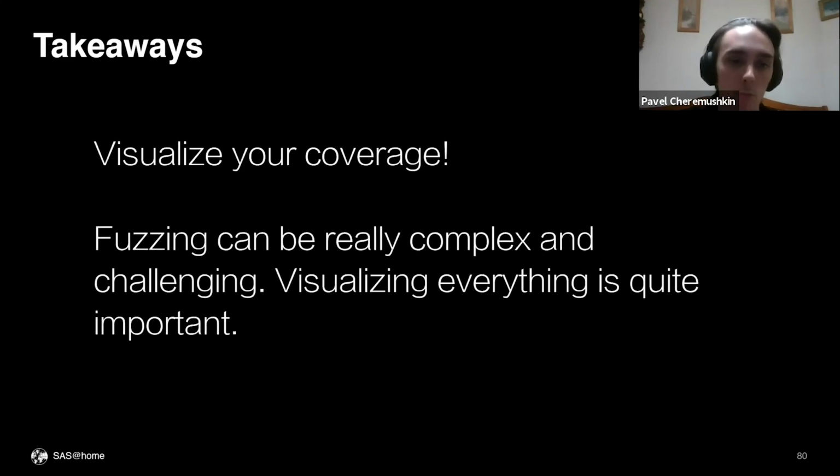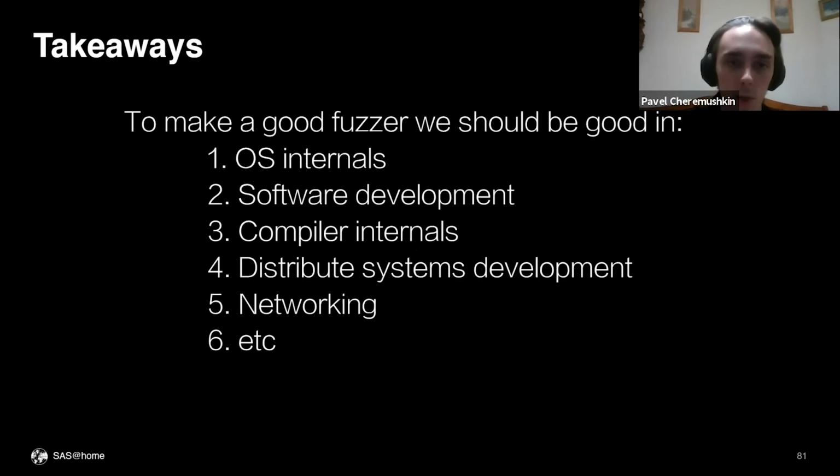Visualize your coverage. It is important because sometimes fuzzing can be really challenging. Your fuzzer cannot just pass some condition, and visualizing is important due to the fact that the process of fuzzing is not as straightforward as some other concepts. As an example, when you're compiling a program, you sometimes want to decompile it to see how it is working at the assembly level. In the case of fuzzing, you want to visualize your coverage to see how efficient your fuzzer is.